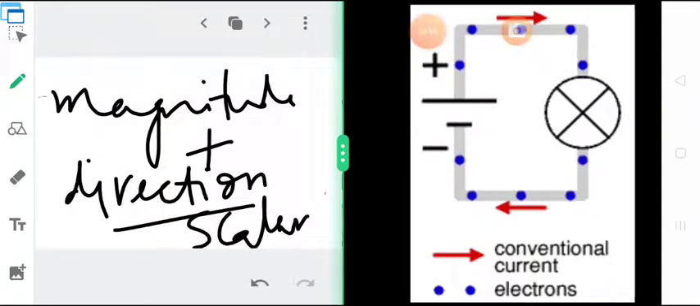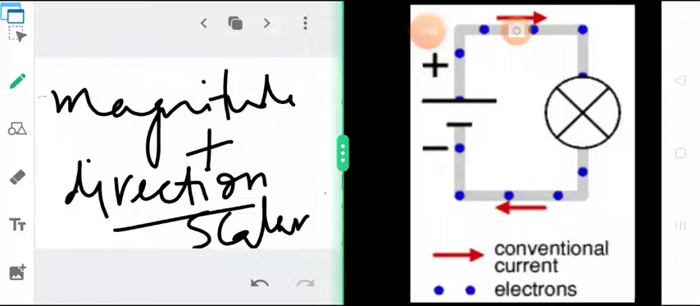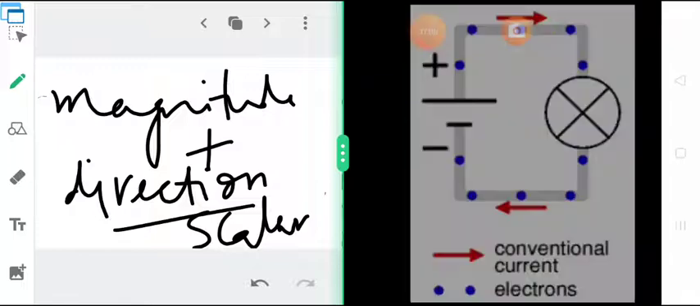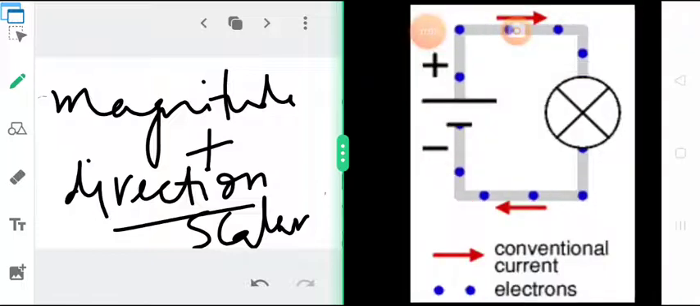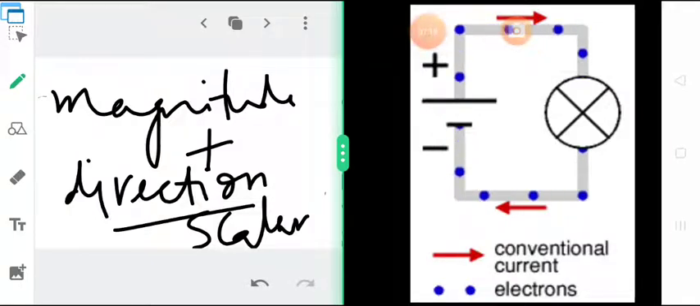Because while finding the value of total current in any circuit, we cannot apply the rules of vector addition. We simply apply the rules of mathematical addition or the algebraic rules of addition. How two vector quantities are added, you will be studying in detail in class 11th, but for the time being you should simply understand that current is not a vector, it is a pure scalar quantity.